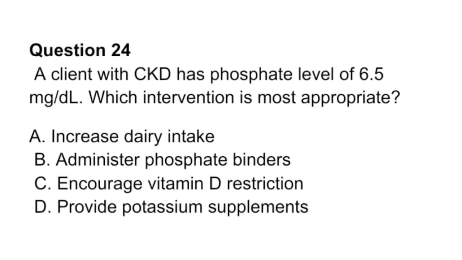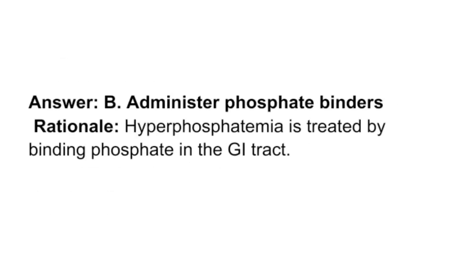Question 24. A client with CKD has a phosphate level of 6.5 milligrams per deciliter. Which intervention is most appropriate? A. Increased dairy intake. B. Administer phosphate binders. C. Encourage vitamin D restriction. D. Provide potassium supplements. Answer: B. Administer phosphate binders. Rationale: hyperphosphatemia is treated by binding phosphate in the GI tract.